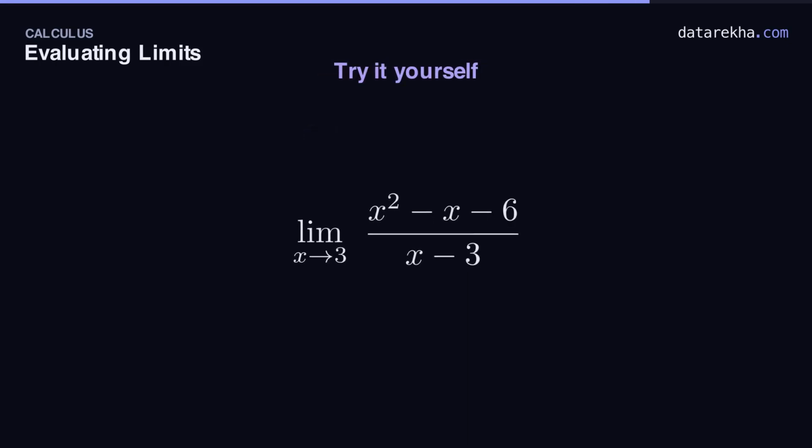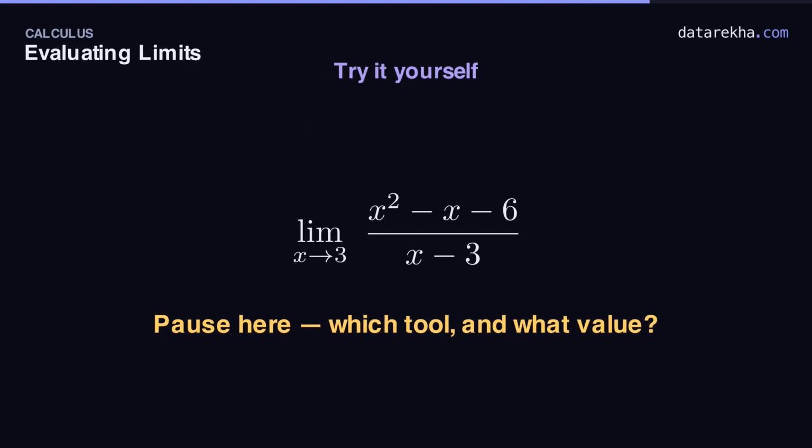Your turn. Here's a limit as x approaches 3: x squared minus x minus 6 over x minus 3. Substitute and you land on 0 over 0. Decide which tool fits, work it out. Then come back. Pause now.